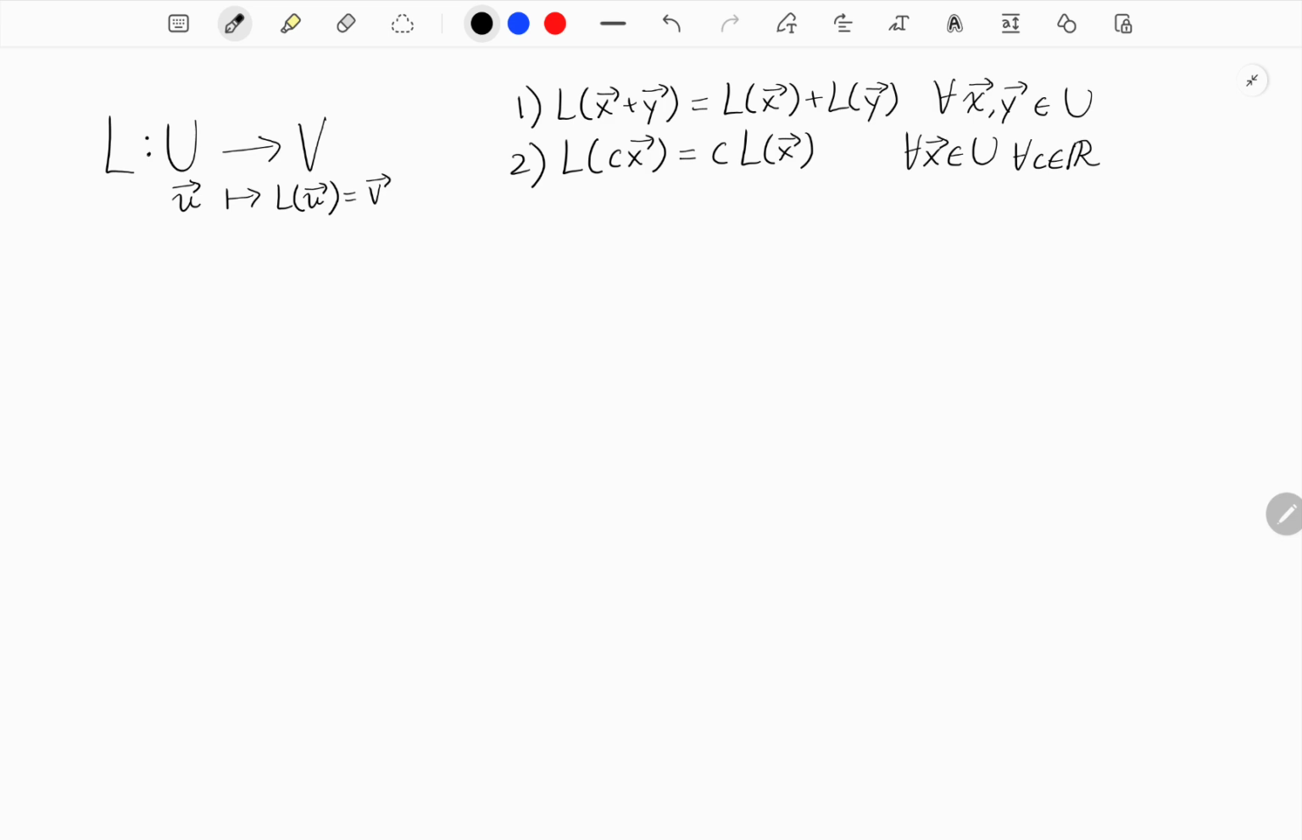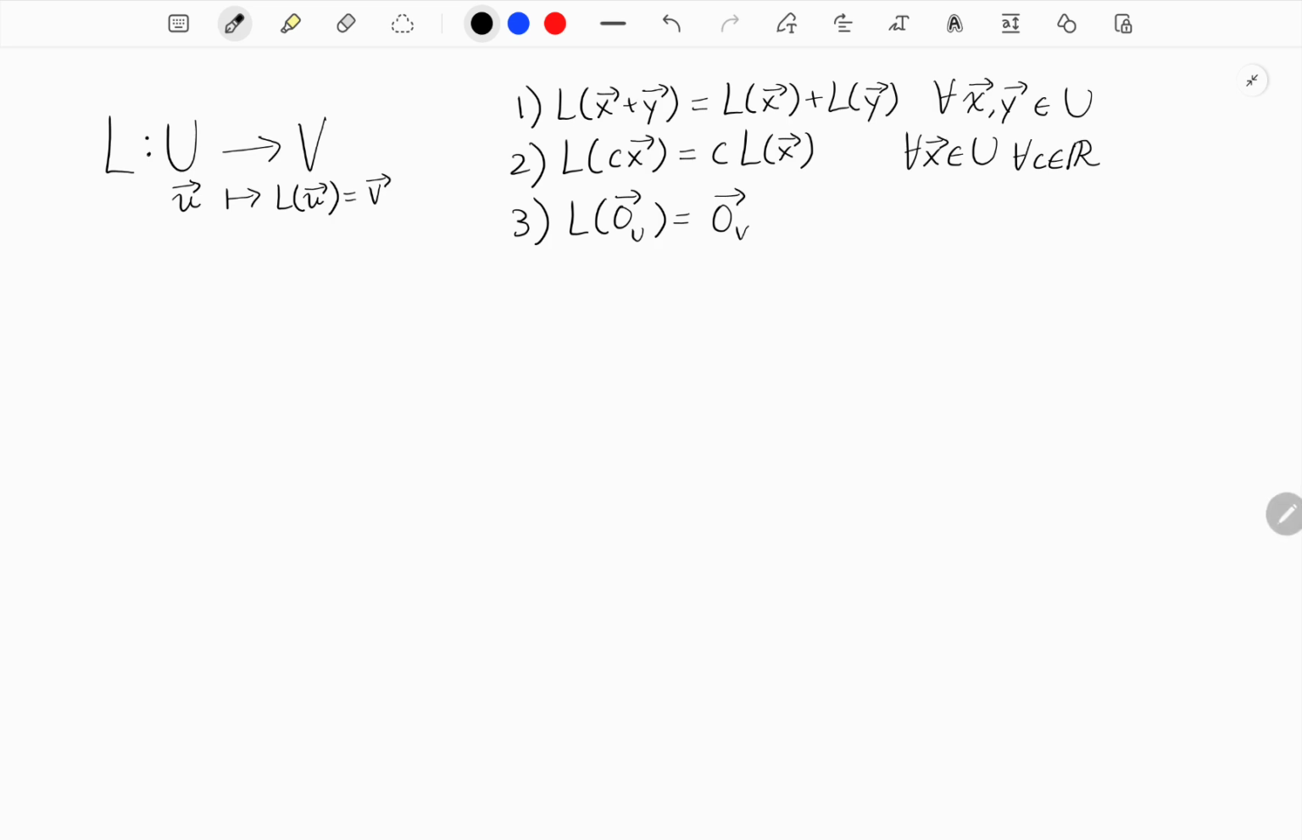And it follows that L of 0u is equal to 0v. So this is always true. L of 0u maps to 0v. L sends 0u to 0v.